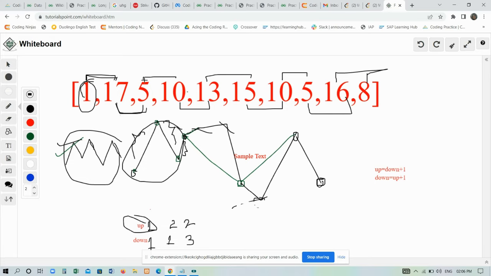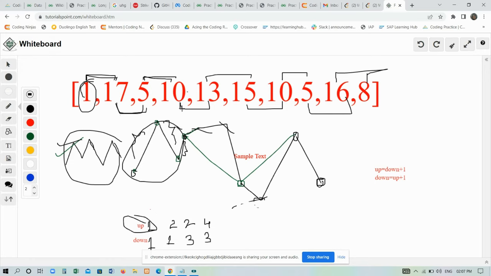So talking about the difference between 5 and 10, which is plus 5. So it is again an increasing sequence after a decreasing trend. So our up will increase by down plus 1, that is, it will come out to be 4, and this will remain 3.